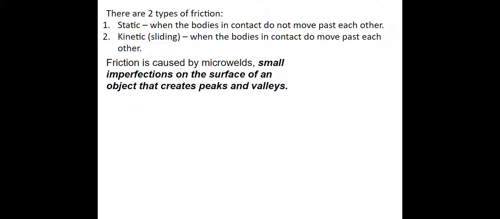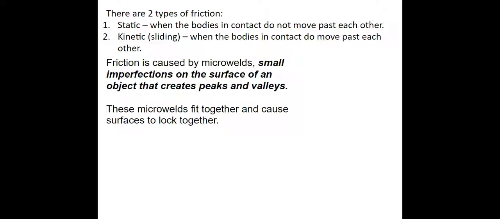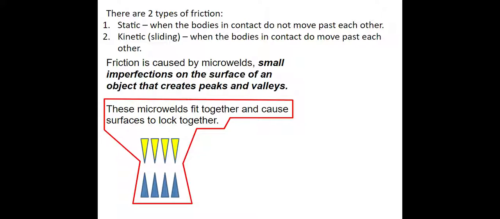Now, what exactly causes friction? We have these micro welds, which are the small imperfections that every surface has. If you were to magnify any surface, you'd find that it's not completely smooth. A good example would be if you look at your fingertips. You can see your fingerprint, the high and low points that create your fingerprint.